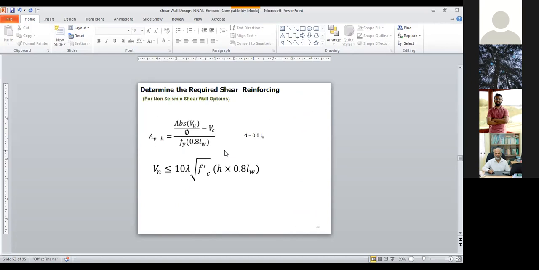And for the shear reinforcement calculation, you can have this once again, it will be 0.8 lw, lw. This is the d actually, and it should be lower than 10 times of this value.